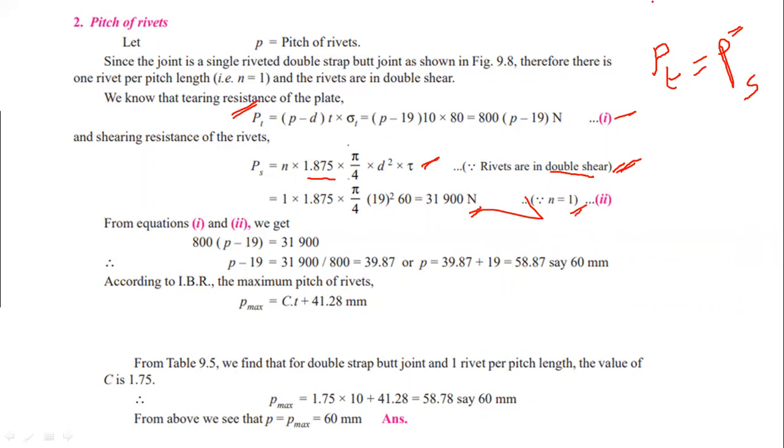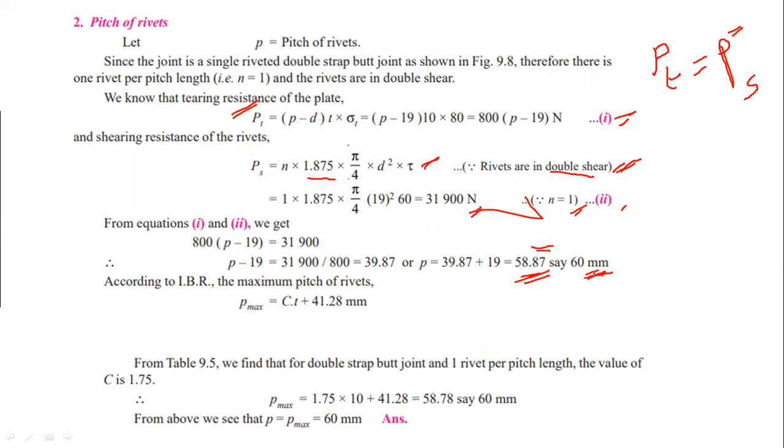From equations 1 and 2, you can get the value of the pitch of the rivet. By equating equations 1 and 2, the pitch of the rivet P equal to 58.87 mm. So here I consider the rounded value of 60 mm.